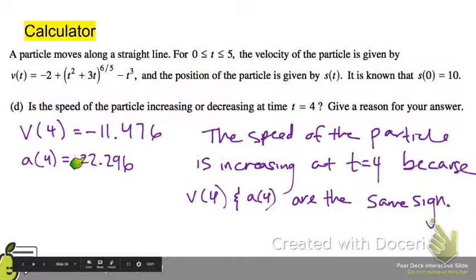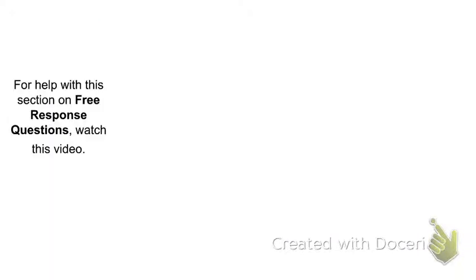Again, you're not only allowed to write negative or positive, you have to show the actual number. And then we stated what the answer was, that the speed is increasing, and we gave a reason. We know it's increasing because velocity and acceleration are the same sign. End of story.